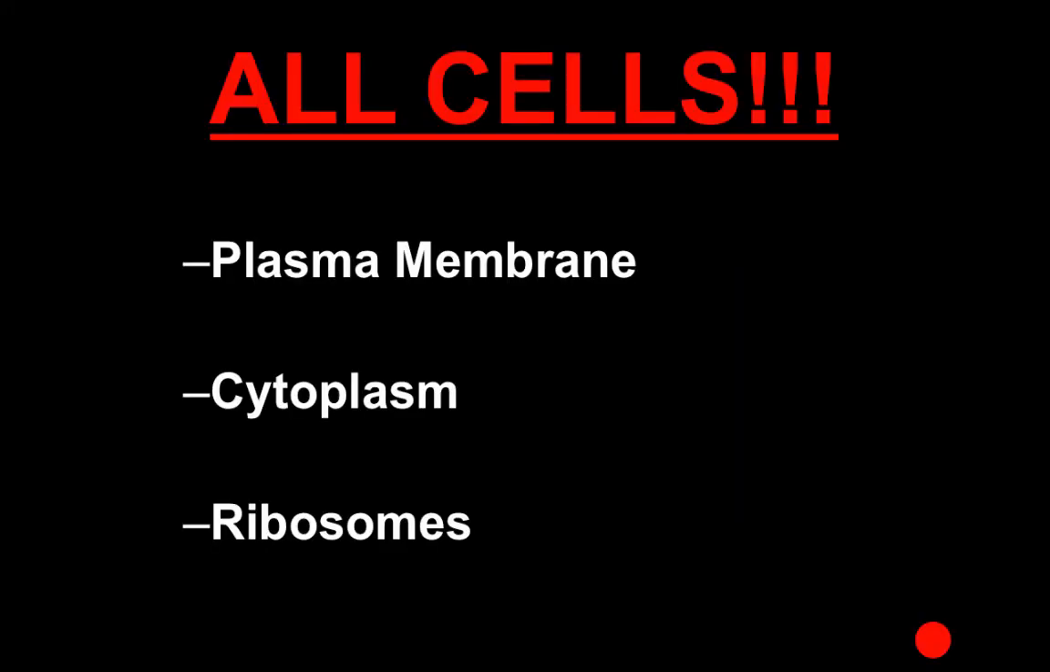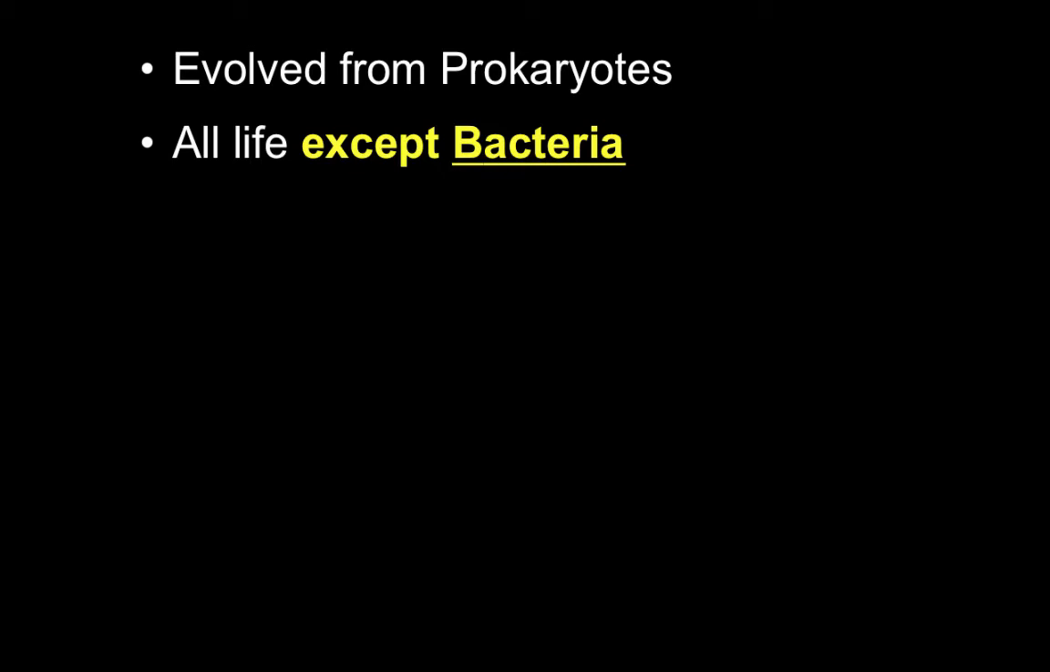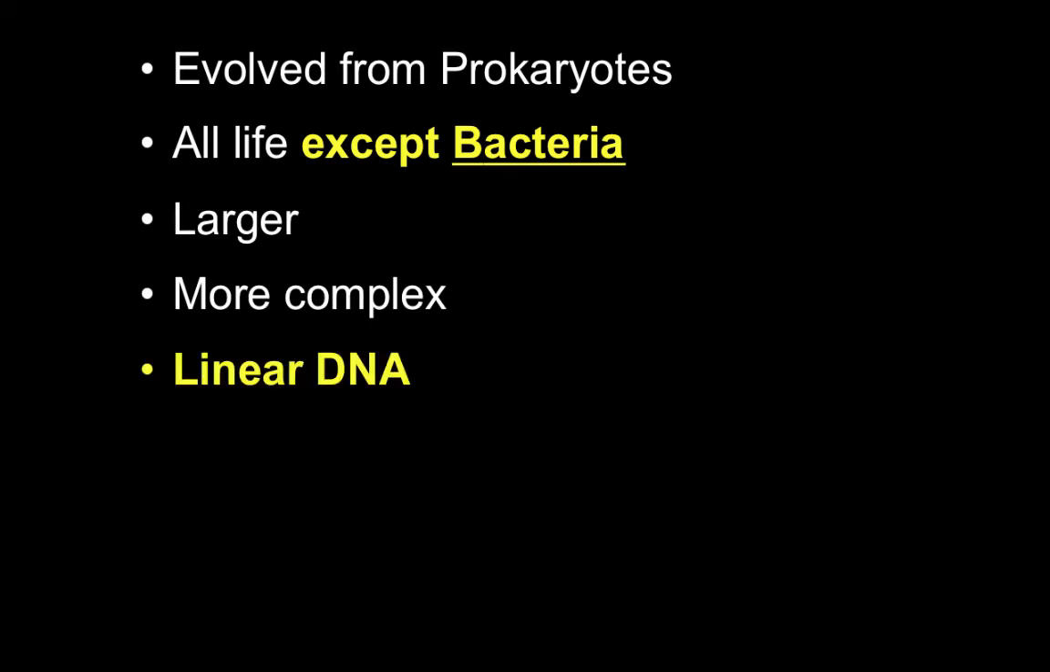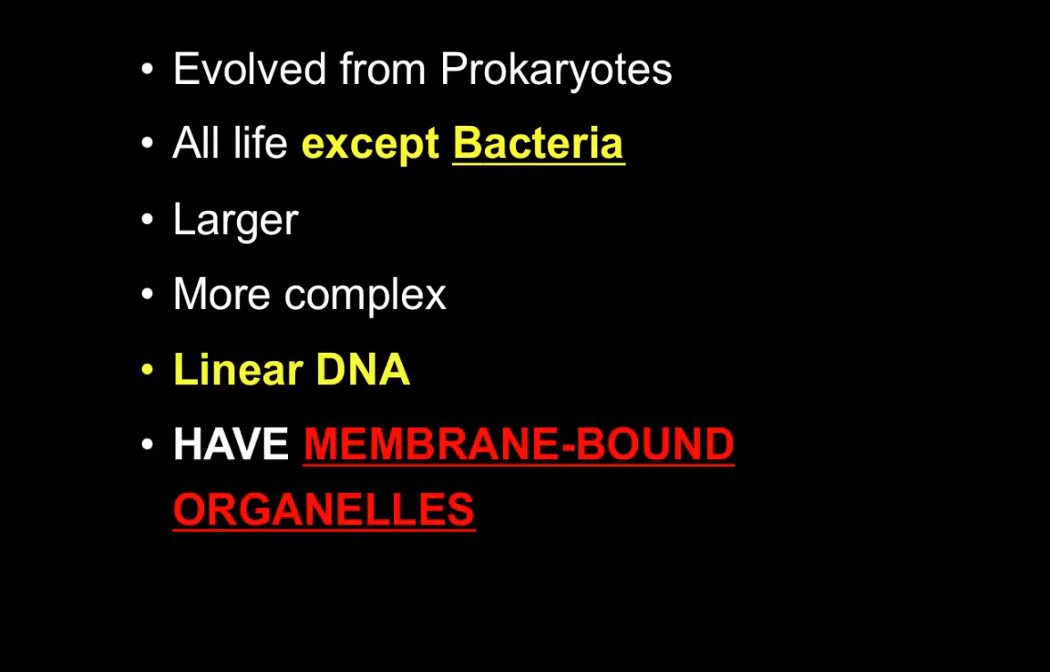Now let's compare this with eukaryotes. So remember, all cells, every cell on Earth has a plasma membrane, cytoplasm, and ribosomes. Now eukaryotes evolved from prokaryotes. They are everything else that's not a bacteria. They're larger, they're more complex, they have linear DNA, and they do have membrane-bound organelles. So pro has no, but you do.